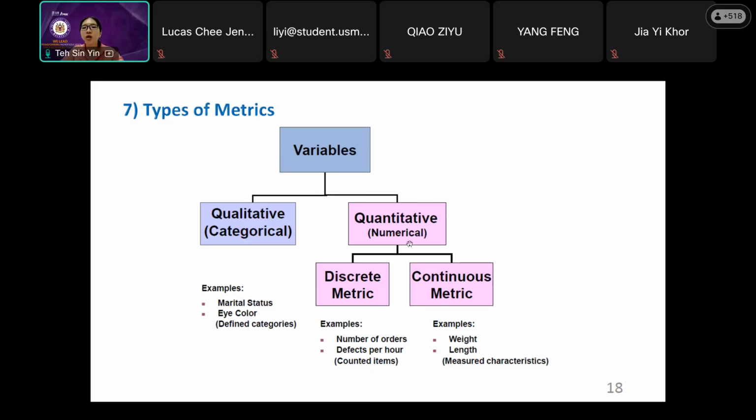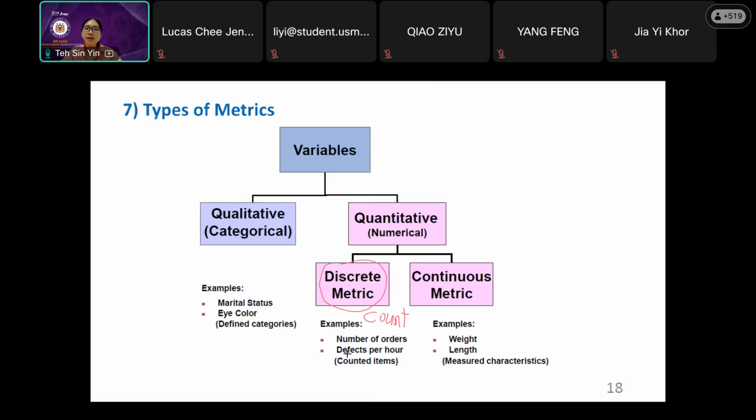Quantitative, we also call it a numerical variable. If it's a numerical variable, you need to know whether it is discrete metric or continuous metric. How to differentiate between these two? Let me teach you an easy way. Discrete metric, you can count it. For example, number of orders. If I go to McD, I order the food, I order 5 burgers. You can count 1, 2, 3, 4, 5. Something that you can count is a discrete metric.